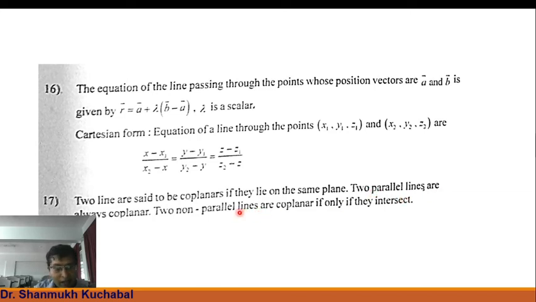Two parallel lines are always coplanar. Two non-parallel lines are coplanar if and only if they are intersecting. If they are intersecting, they will lie on the same plane. I think you can see my picture. Here this is one plane, and another plane will be perpendicular to it. If the lines are intersecting, they lie on the same plane. If it is perpendicular like this, then it will lie in a different plane. I hope this point is clear.